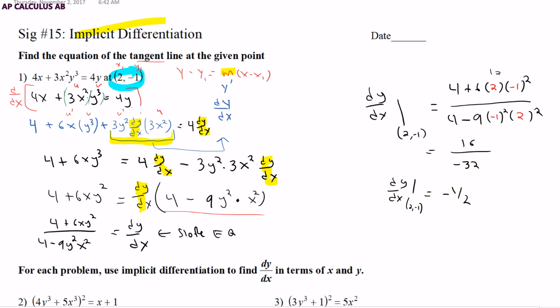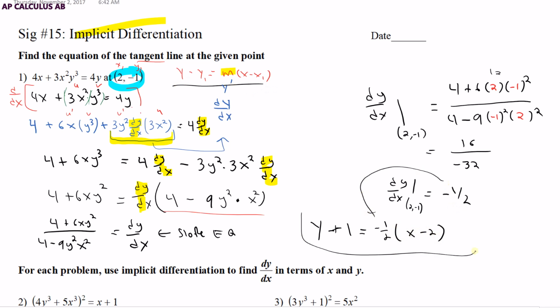negative 1/2, right? So the equation of our tangent line is going to be y minus negative 1, which turns into plus, equals negative 1/2 x minus 2, right? We just use this equation, and for the m, we plugged in our slope there. All right, so that's how that one goes.